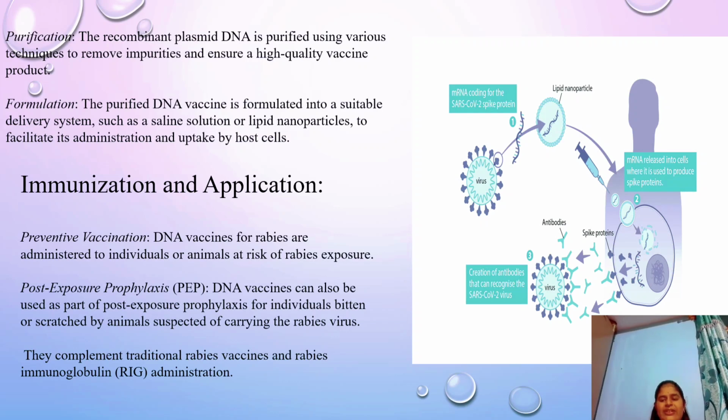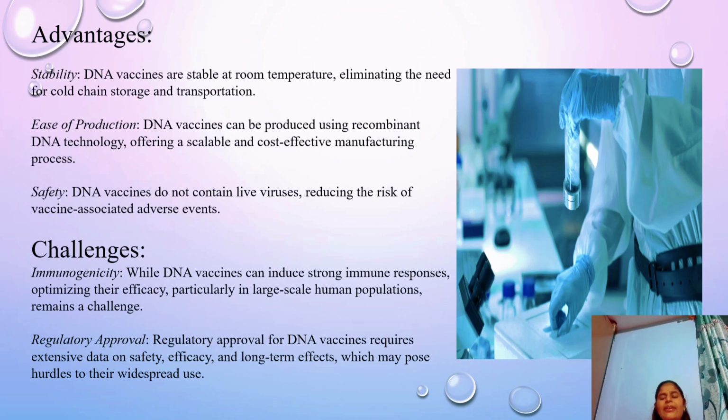Let's go to the next slide. The advantages of DNA vaccines for rabies virus. Stability: DNA vaccines are stable at room temperature, eliminating the need for cold chain storage and transportation. Easy production: DNA vaccines are produced through recombinant DNA technology, offering a scalable and cost-efficient manufacturing process. Safety.